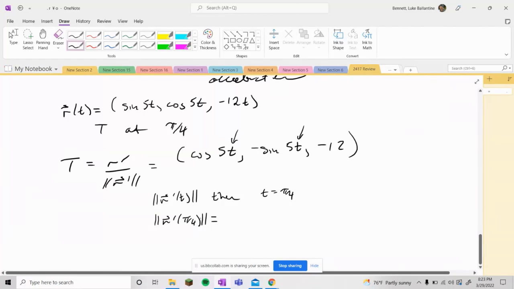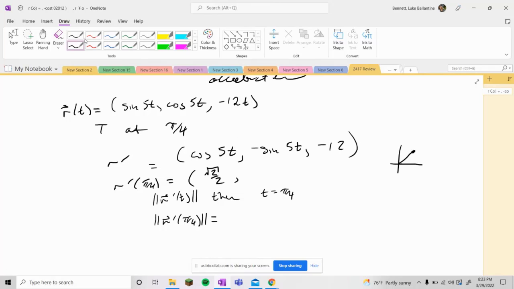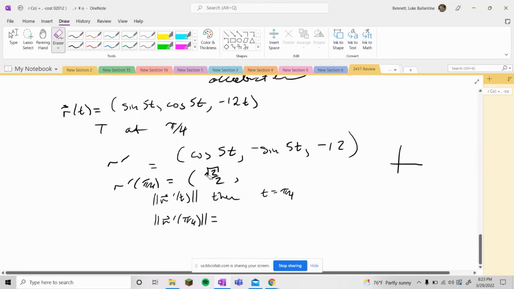So let's just say this is r prime. Let's just keep track of them. So then r prime of pi over 4 is, draw on the unit circle, pi over 4, square root 2 over 2. Oh, it's 5 pi over 4. Okay, so 5 pi over 4 is down here, so they're both negative. Negative root 2 over 2. And then this one's double negative, so this is positive root 2 over 2, and this is negative 12.